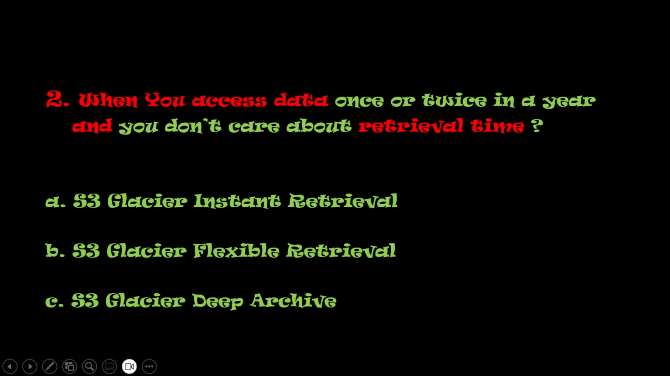And the next question is, when you want to access your data once or twice a year and you don't care much about the retrieval time, which storage class will you choose? Glacier instant retrieval, Glacier flexible retrieval, or Glacier deep archive? And the answer is Glacier flexible retrieval. In Glacier flexible retrieval, we have three retrieval options: expedited, standard and bulk. Expedited takes 1 to 5 minutes, standard retrieval takes 3 to 5 hours, and bulk retrieval takes 5 to 12 hours to retrieve the data.